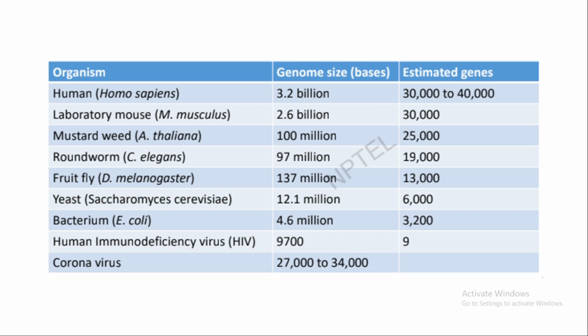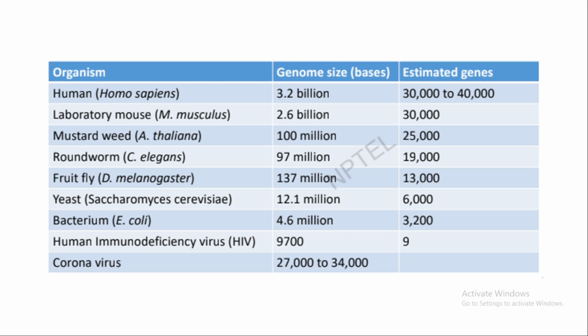Then smaller than that is a roundworm, which is also known as C. elegans, Caenorhabditis elegans. So it's a roundworm. The genome size for this is 97 million and the number of genes present is approximately 19,000.